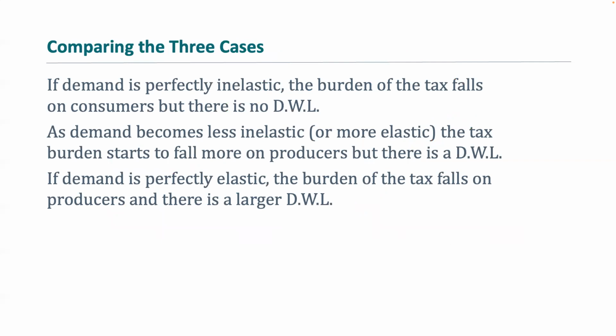So let's look at a summary to kind of compare the three cases. If demand is perfectly inelastic, like it was with cigarettes, the burden of the tax will fall on consumers and there will be no deadweight loss. As demand becomes less inelastic or more elastic, the tax burden starts to fall more on producers and there still will not be a deadweight loss. If demand is perfectly elastic, the burden of tax falls completely on producers and there will be a greater deadweight loss.